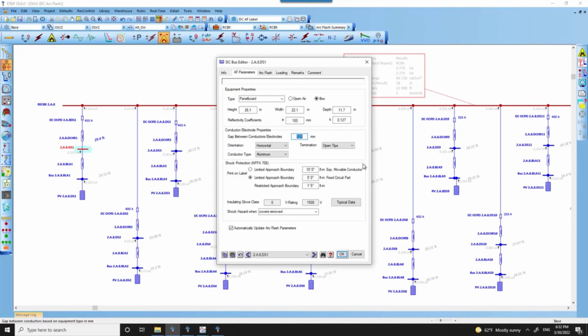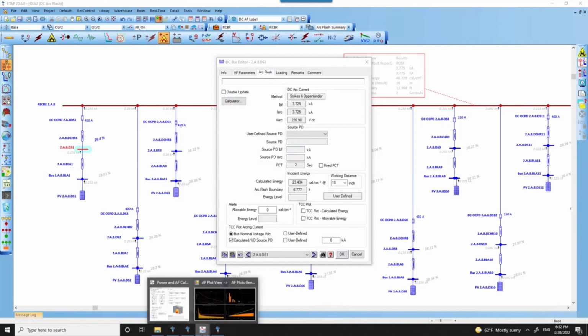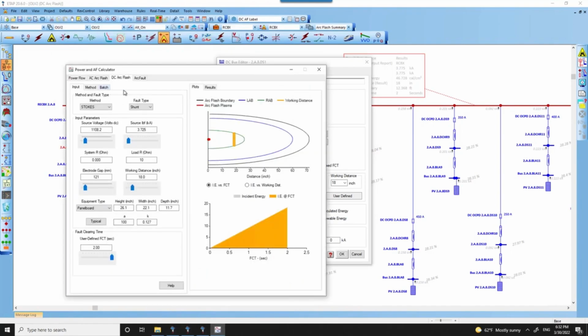To evaluate the same, we use the power calculator tool, and we use the calculator tool to evaluate this particular condition to give us the corresponding gap between the conductors.